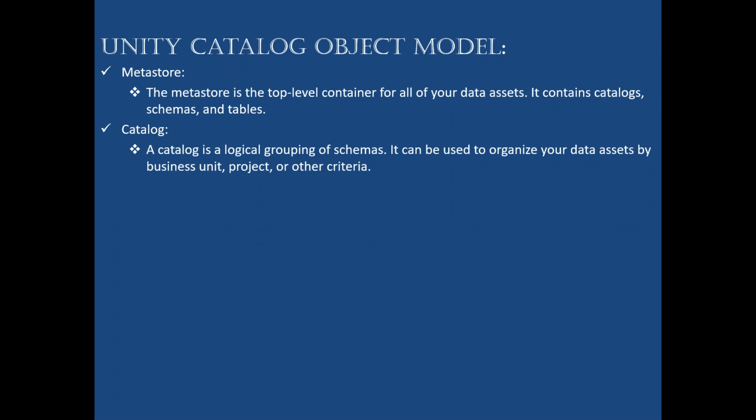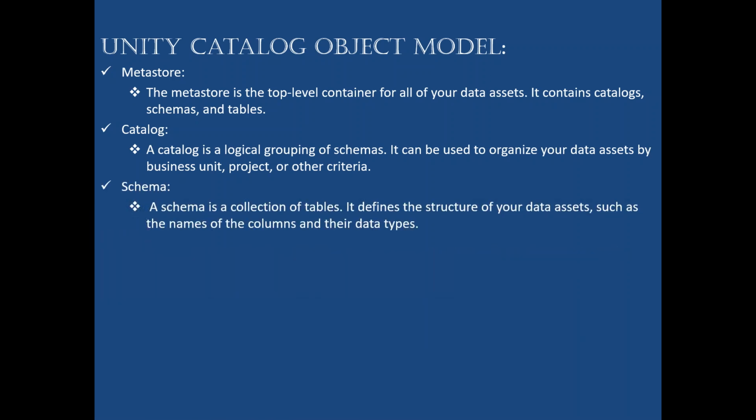Catalog. A catalog is a logical grouping of schemas. It can be used to organize your data assets by business units, projects, or other criteria. You will be dividing the data across multiple groups. To give more of an example, under the metastore, the main container, you will have the catalog, which is basically a logical grouping of your schemas. Under the catalog, you will have the schema. A schema is a collection of tables.